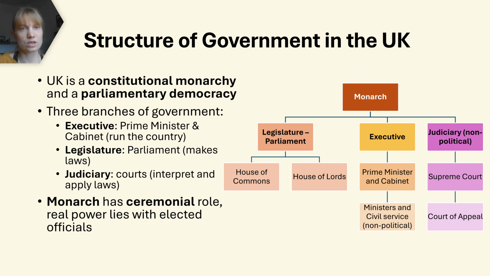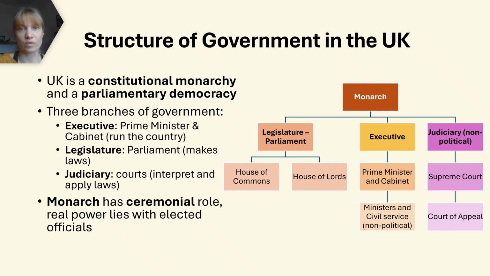We went through the structure of the UK government in detail in the previous lesson, but again, just a little recap here. The UK is both a monarchy and a democracy. The king is still the head of state, but his role is mostly symbolic. The real decision makers are elected politicians. The government has three branches. The executive, the Prime Minister and Cabinet, run the country.